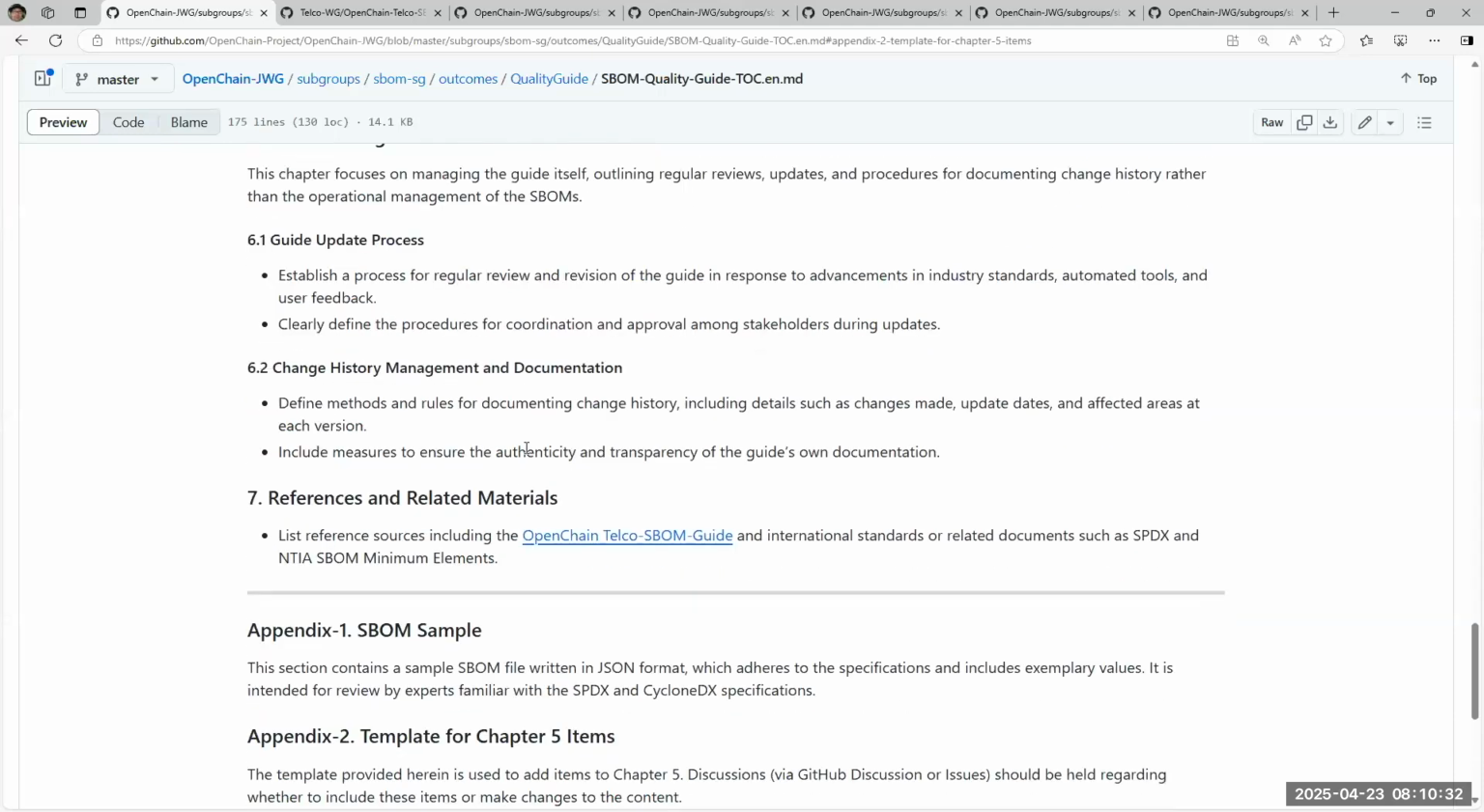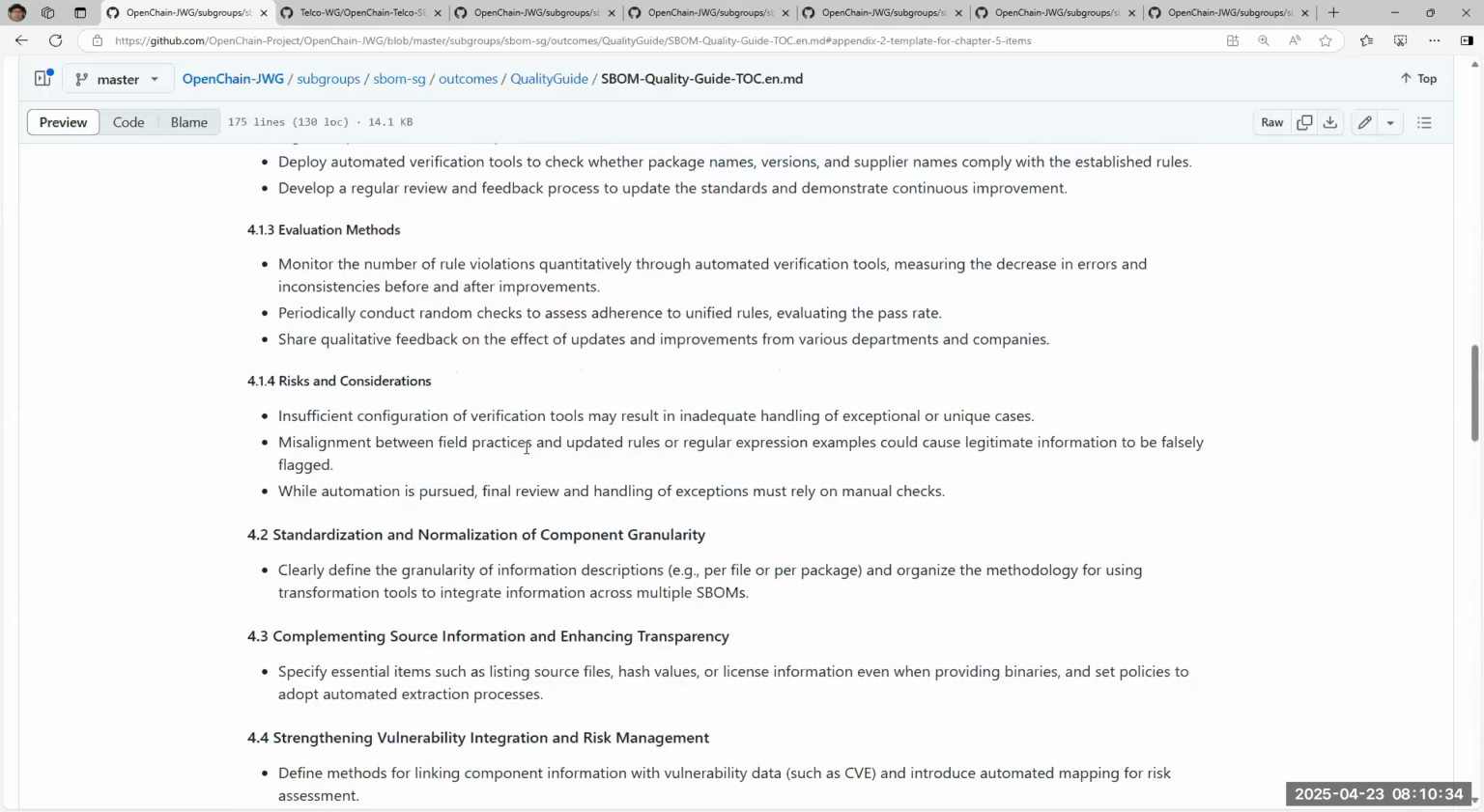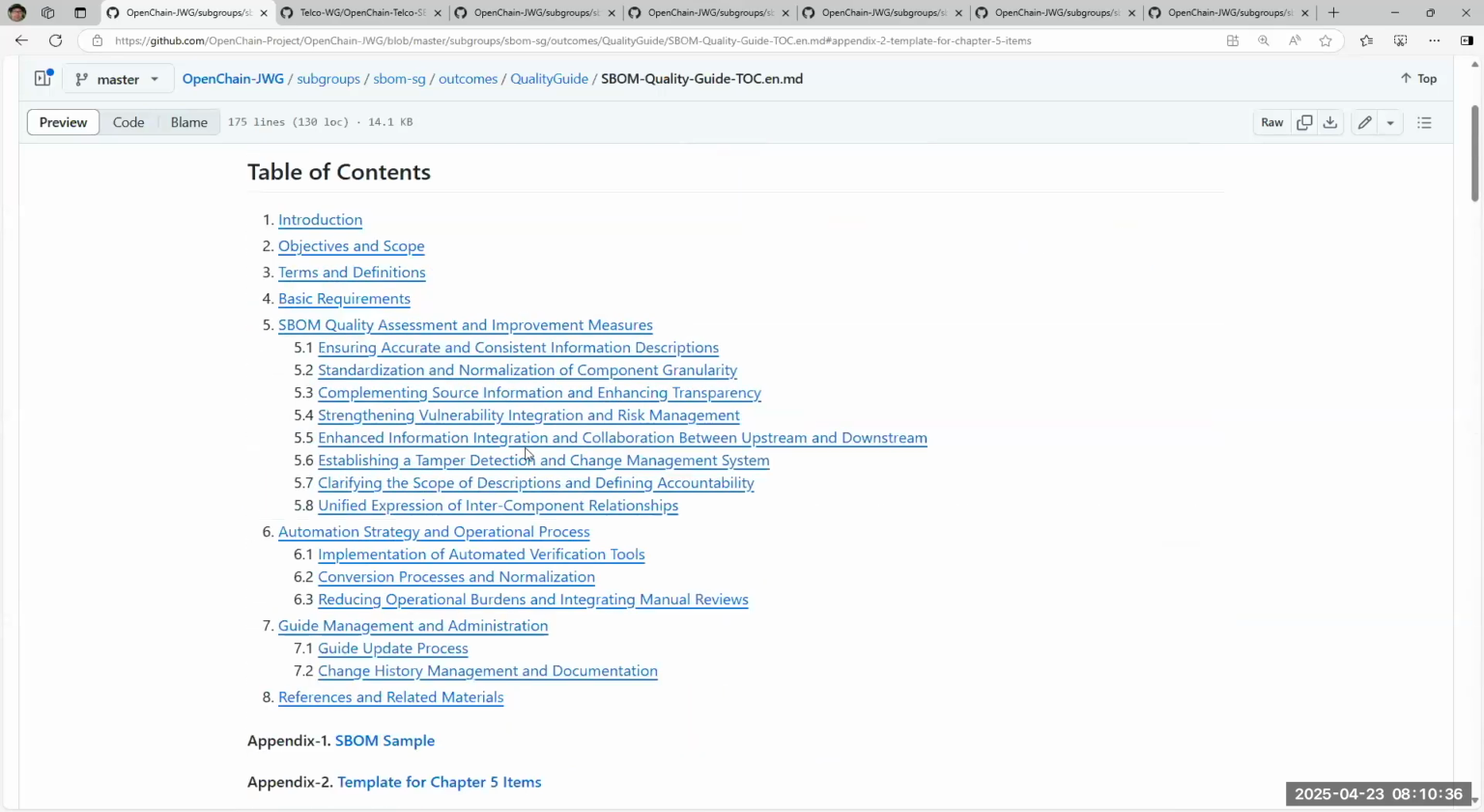So that's the overview of the idea level of the SBOM quality guide. I'd like to ask all of you, are there any ideas or comments about this?